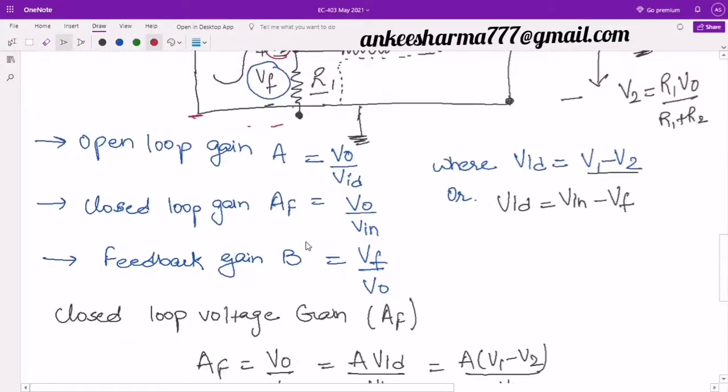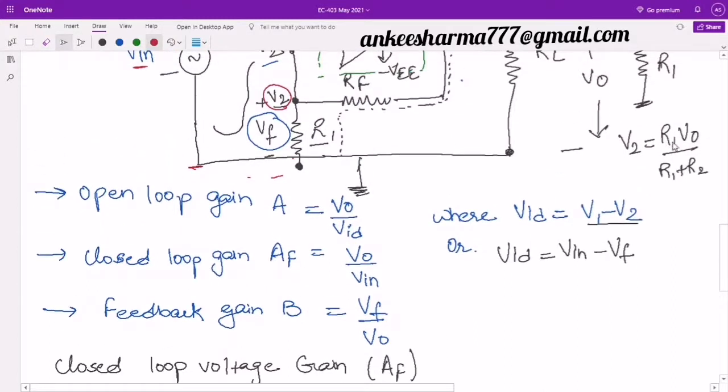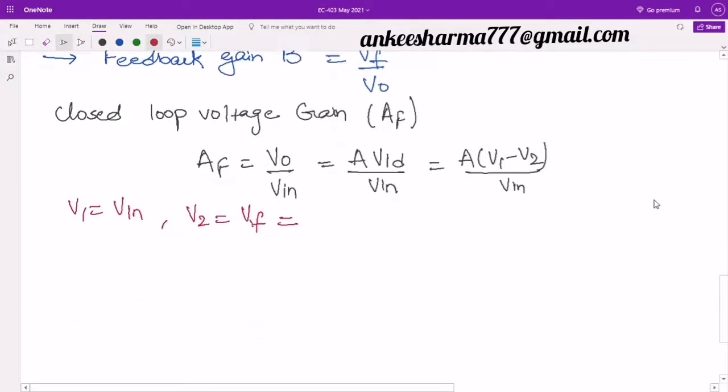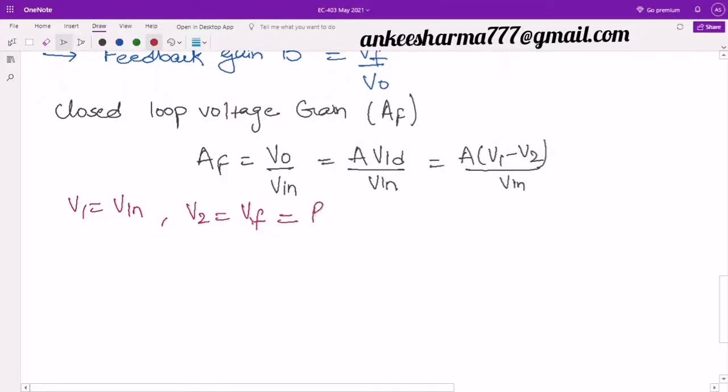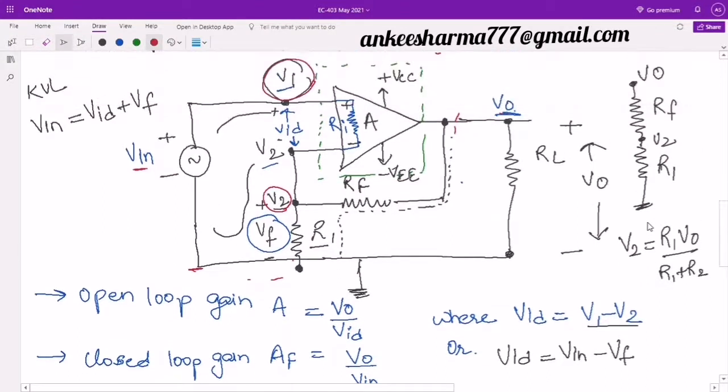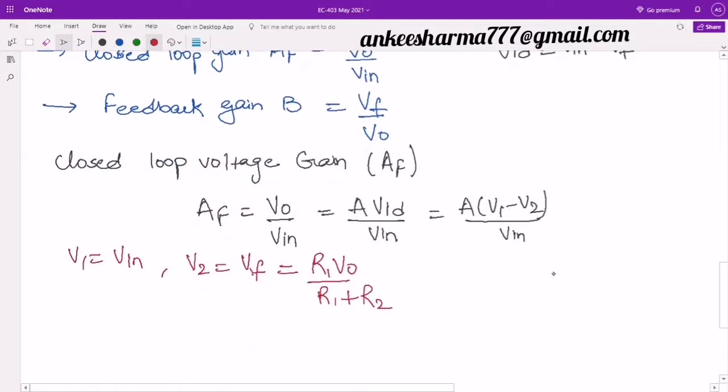And we have already obtained this VF. How much did we get? In terms of V naught we have obtained it equal to R1 into V naught upon R1 plus R2. So this is R1 into V naught upon R1 plus R2. In place of R2 can I write here RF? I think I wrote it wrong here. This was not R2, it was RF. Okay, so it will be RF, not R2. So I will write here RF.